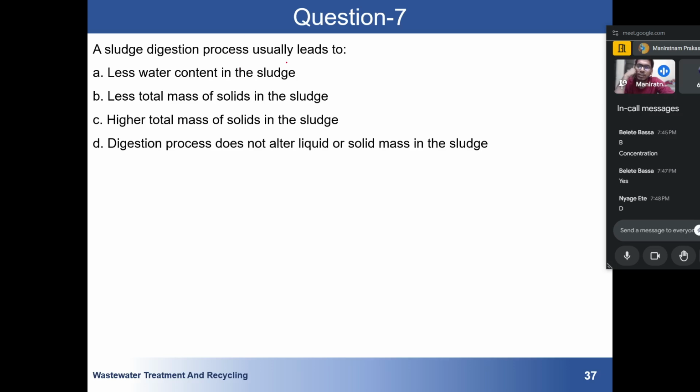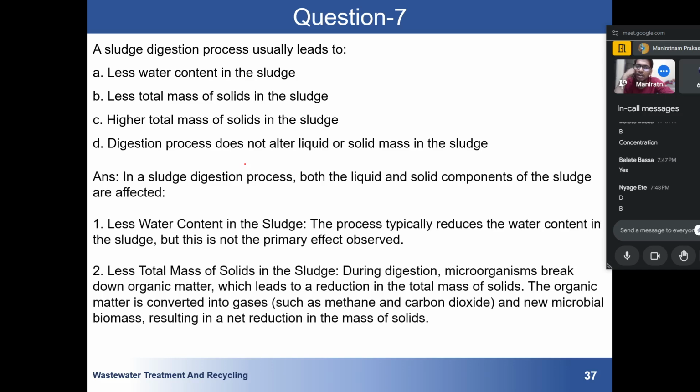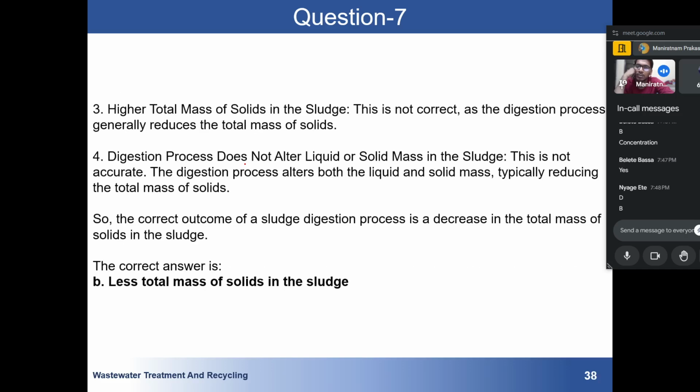Sludge digestion process usually leads to: less water content in the sludge, less total mass of solid in the sludge, or higher total mass of the solid in the sludge. Digestion process is done on a liquid. B is the correct answer: less total mass of the solids in the sludge, because organic matter is getting converted into CO2 and methane. So the solid mass which was there is getting converted.